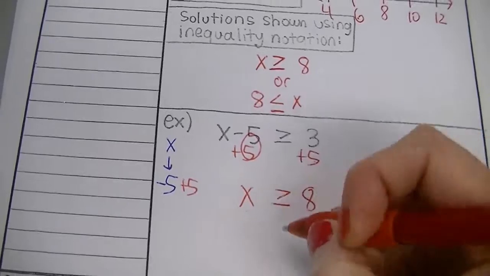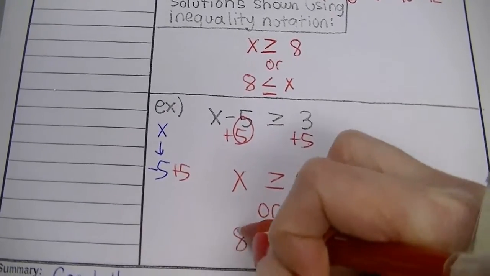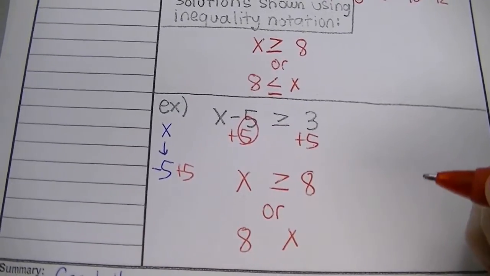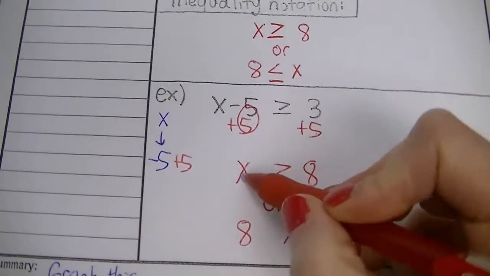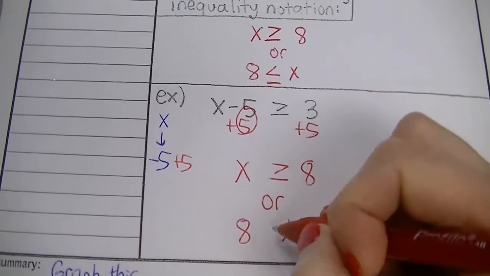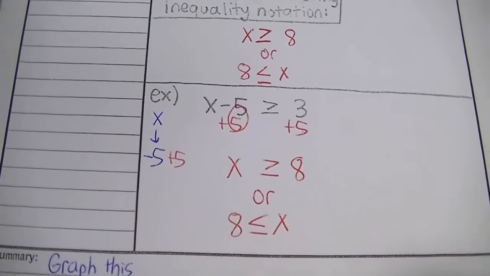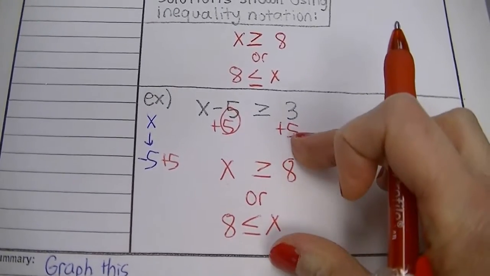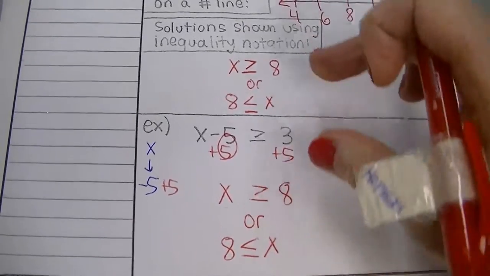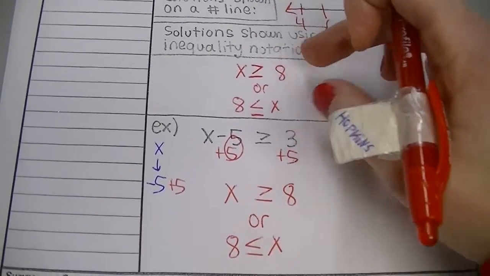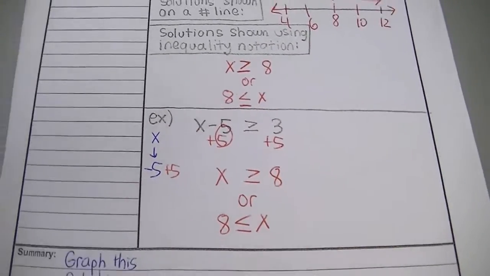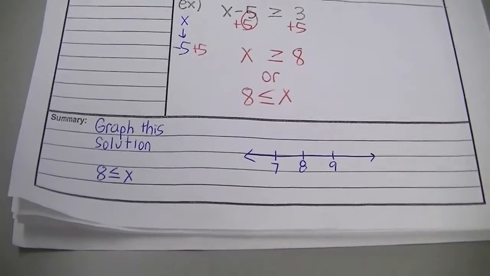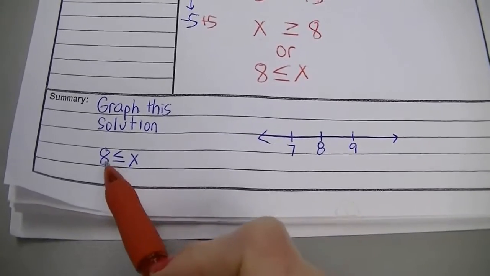But I do want you to remember that you need to write it the other way just so you know both ways in case it's presented to you this way. You'll still know what to do. Okay? Again, x is bigger than or equal to 8, so x is bigger than or equal to 8. So there's your answer in inequality notation. And look, it matches exactly right here. See that? Matchy, matchy, matchy, matchy. All right, so for your summary, I want you to graph this solution.